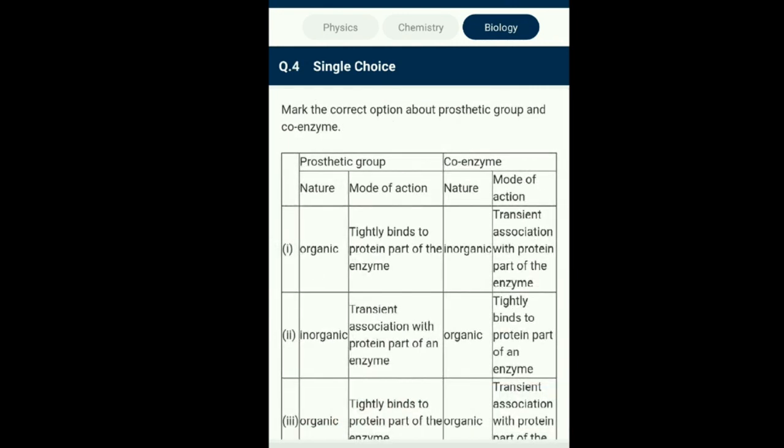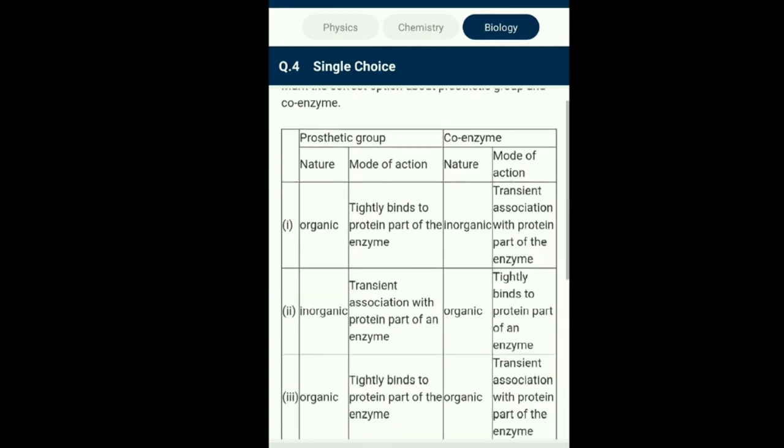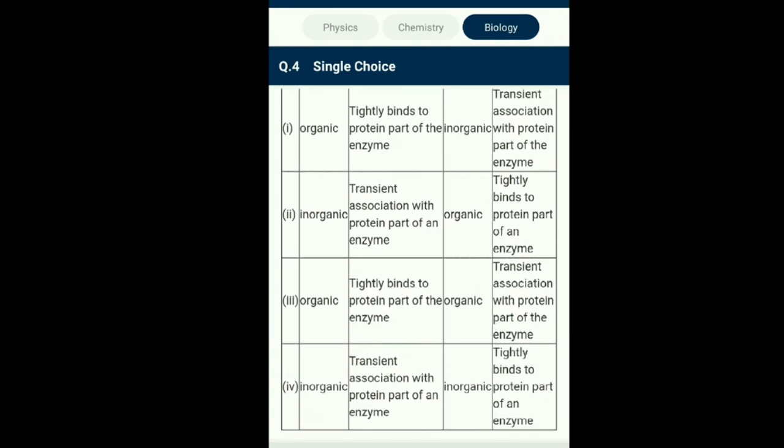Question number 4. Options about prosthetic groups and coenzymes. In the given tabular column, prosthetic groups are organic compounds and are distinguished from other cofactors in that they are tightly bound to an apoenzyme. For example, in peroxidase and catalase, which catalyze the breakdown of hydrogen peroxide to water and oxygen, heme is the prosthetic group and it is a part of the active site of the enzyme.